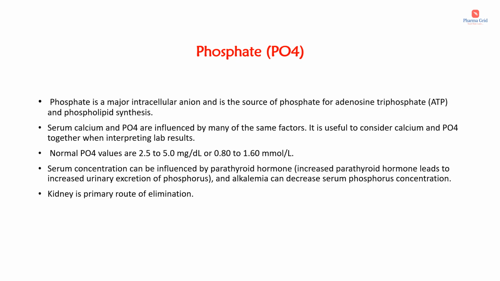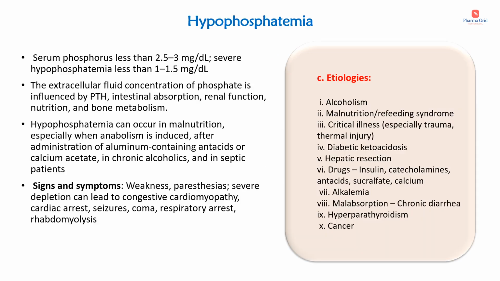That is, increased parathyroid hormone leads to increased urinary excretion of phosphorus, and alkalemia can decrease serum phosphorus concentration. Kidney is the primary route of elimination. So the disorders associated with the phosphate level include hypophosphatemia and hyperphosphatemia.